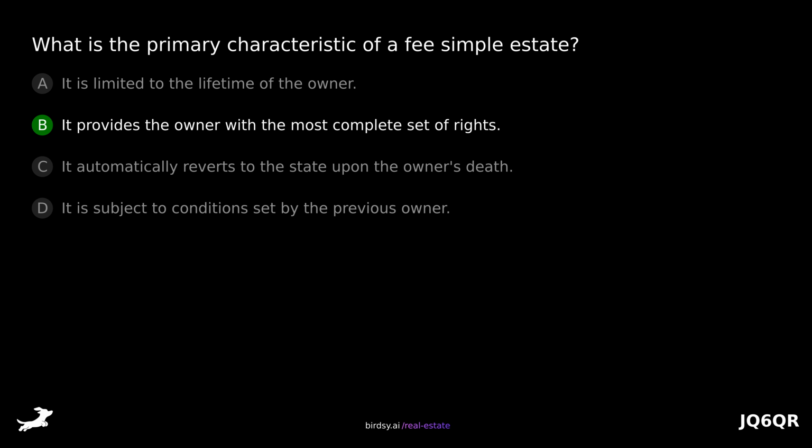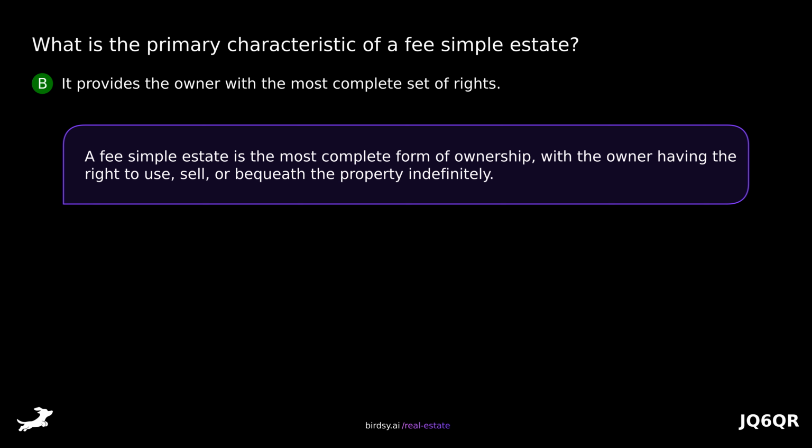The answer is B. It provides the owner with the most complete set of rights. A fee simple estate is the most complete form of ownership, with the owner having the right to use, sell, or bequeath the property indefinitely.